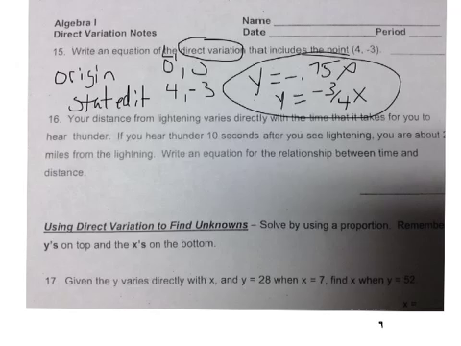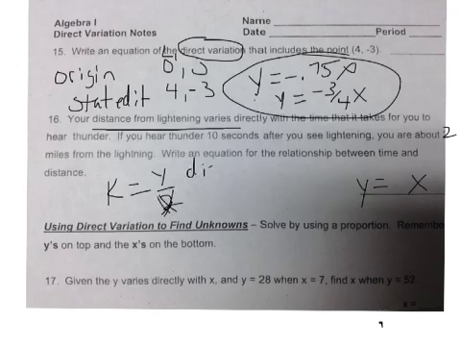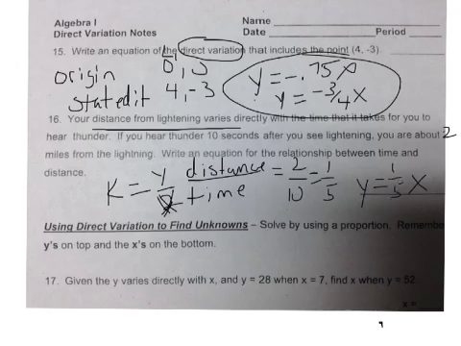Okay, the next one here says your distance from lightning varies directly with the time it takes you to hear the thunder. If you hear thunder 10 seconds away, then you're 2 miles from the lightning. Write an equation for this relationship. So we know it's y equals something x, and we just have to find the k. The k comes from putting y over x. And it says your distance varies, so your distance over your time. Okay, so in this problem our distance was 2 miles, our time was 10 seconds. 2 tenths reduces to 1/5, so we get 1/5 x.